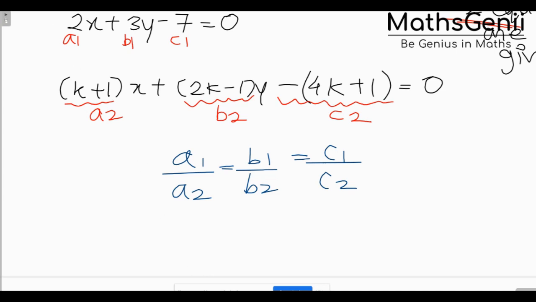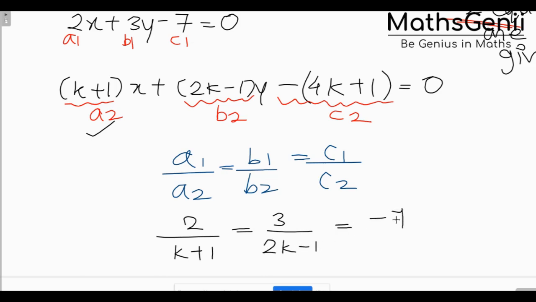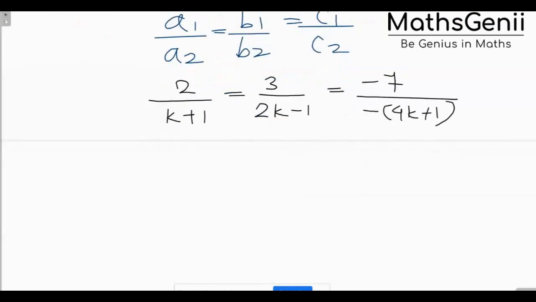Let's write what is A1. A1 is 2. What is A2? K plus 1. What is B1? It's 3. What is B2? 2k minus 1. What is C1? It is minus 7. What is C2? It is minus 4k plus 1. So now just look at this side, do cross multiplication and you have your answer.